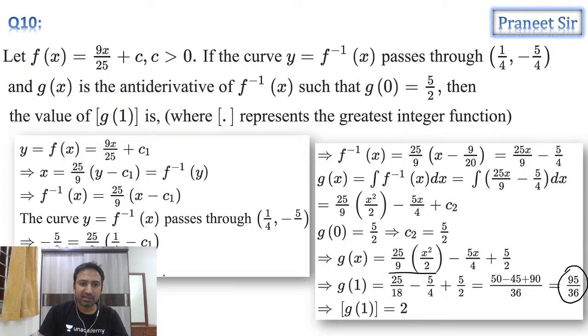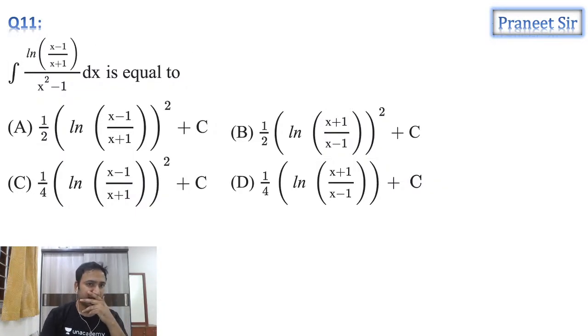He got C1 is 9 by 20, guys. Okay, let's leave it. Maybe there is a mistake here. Let's leave this question and let's do this question, guys. So we'll do one thing.